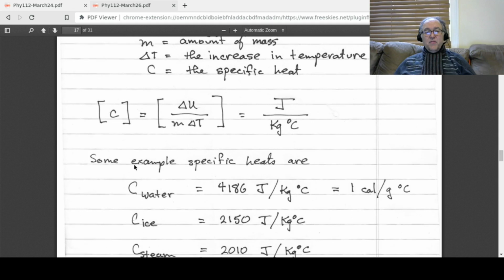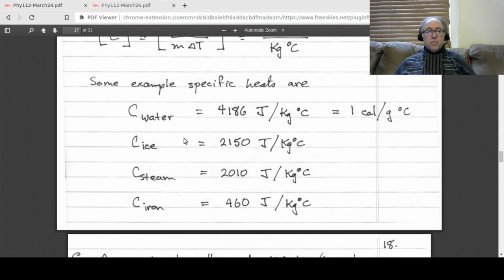So what are some specific heats? Okay, the specific heat of water is 4,186 joules per kilogram degree Celsius. That means to heat up 1 kilogram of water by 1 degree Celsius, it's going to take 4,186 joules. In fact, the person who discovered that was Joule himself. What he did was he had basically this paddle in water, and the paddle would stir the water, so it would just deliver its energy to the water. And once the paddle had actually delivered 4,186 joules of energy to the water, he discovered that the water heated up by 1 degree Celsius.